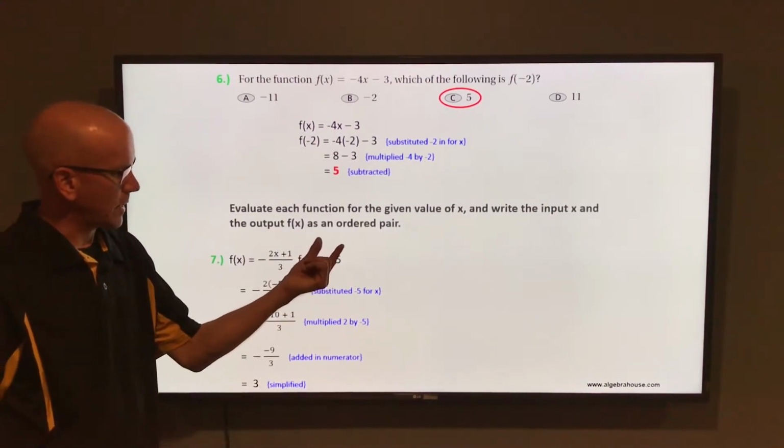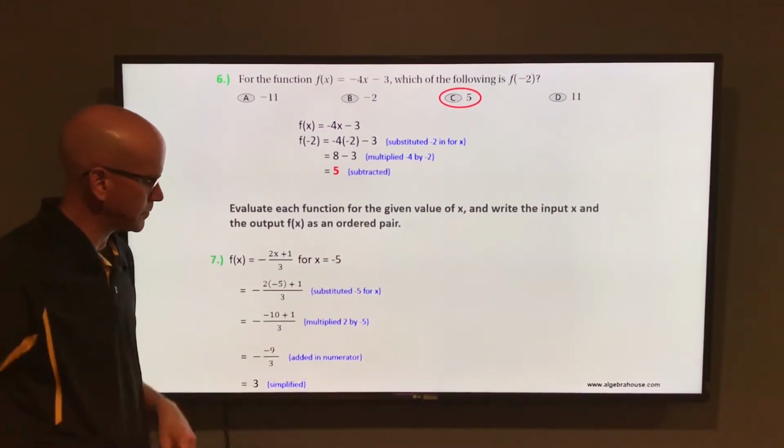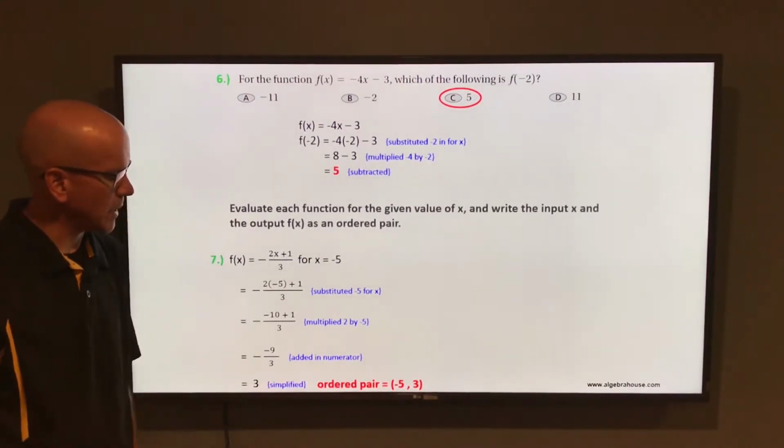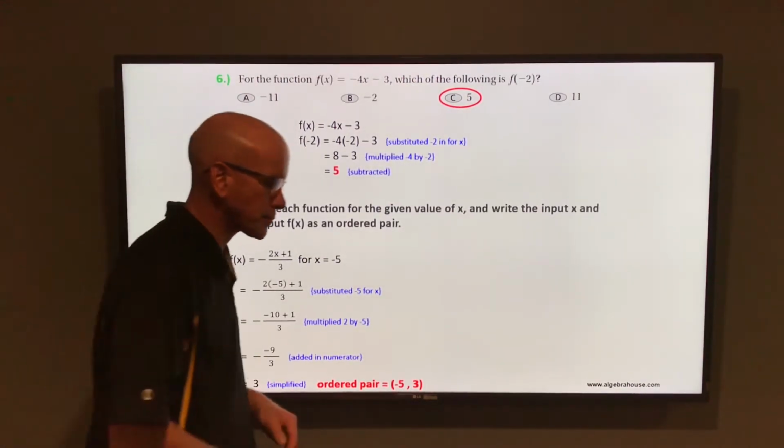We need to write that as an ordered pair with this negative 5. So the x value is negative 5, the y value is 3. Negative 5, 3 would be that ordered pair.